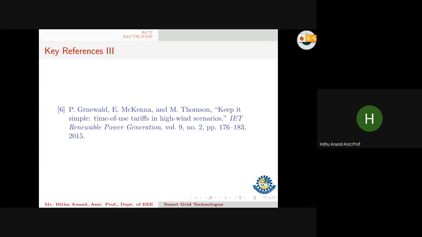Okay, so this is one of the interesting publications that I found very interesting because it has taken high wind scenario into consideration of real-time pricing. So this has actually inspired me, this particular publication, in putting forward that real-time pricing.